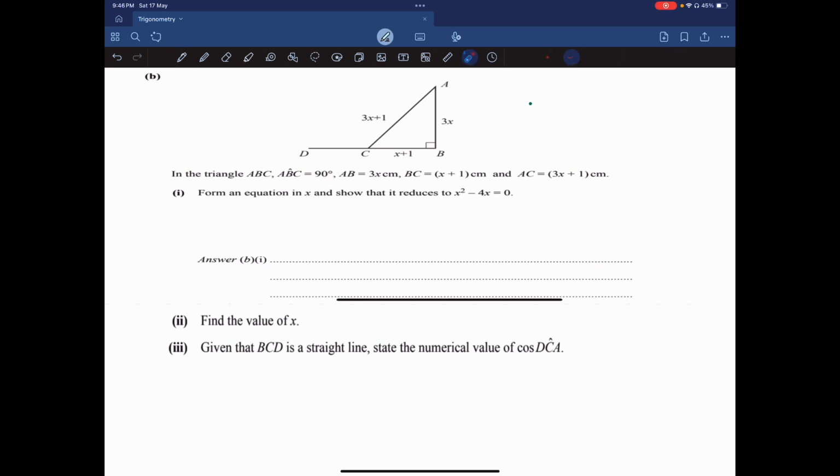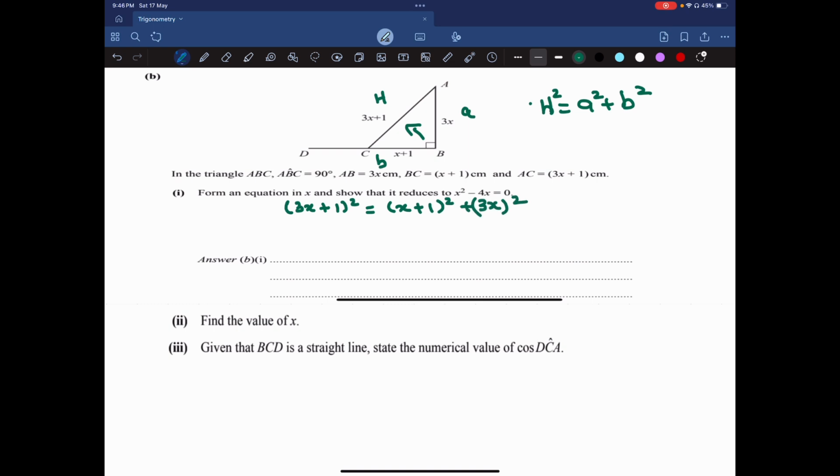Okay. But for that we need to label the sides. The length opposite to the right angle is h and the other two are the legs. Okay. So it's going to be h square equals a square plus b square. So (3x plus 1) square equals (x plus 1) square plus (3x) square. I hope everyone is clear about the expansion of (3x plus 1) square. It's not going to be 9x square plus 1. Okay, we are going to apply (a plus b) whole square, which is a square plus 2ab plus b square.